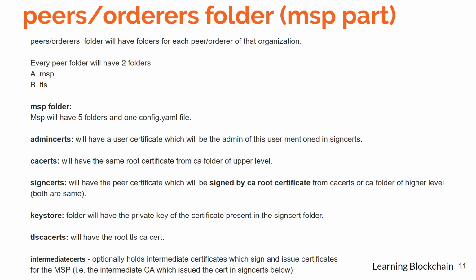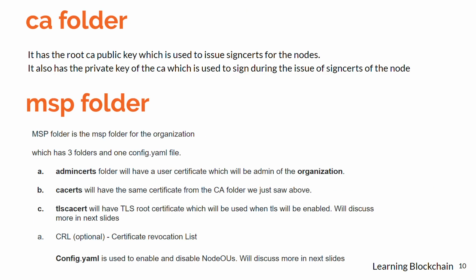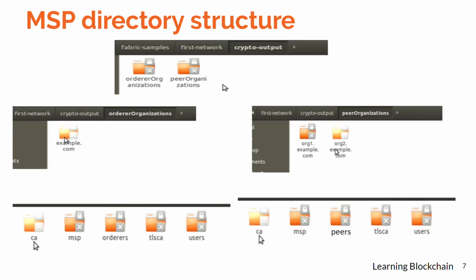The next slide is the peers and the orderers folder. So there are 5 folders as we have seen in the base. This is the third one, that is the peers or the orderers. Inside the peers you can see the MSP and TLS. So again, move to the picture. In this picture, in the last one, you can see these are the base folders like CA, MSP, orderers, TLS CA, users, etc.